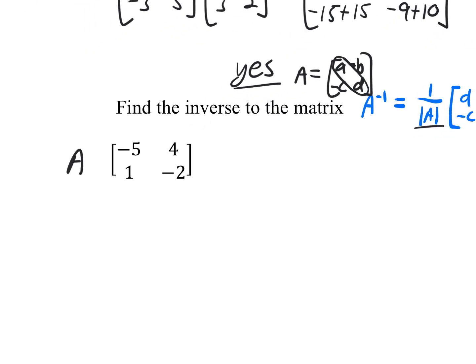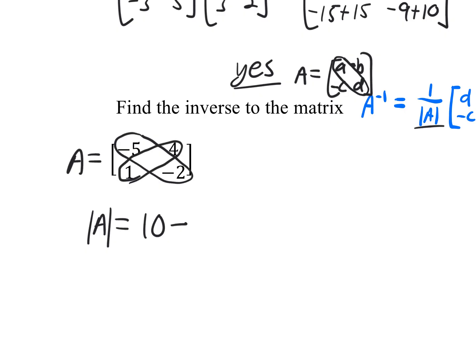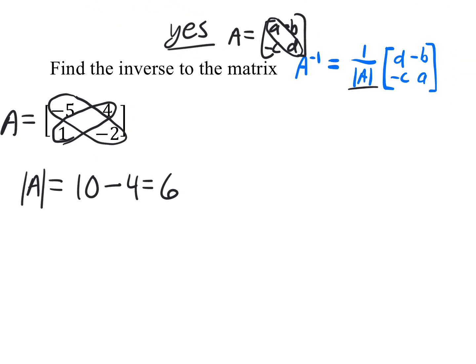Let's just say this matrix is matrix A. Let's first find the determinant. How do we do that? Good, so negative 5 times negative 2, which is going to get you 10, and it's going to be minus 4 times 1, which is 4. So then your determinant is 6 in this case.